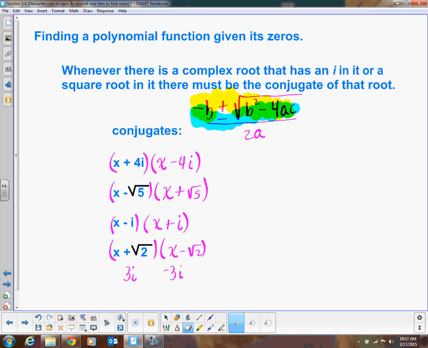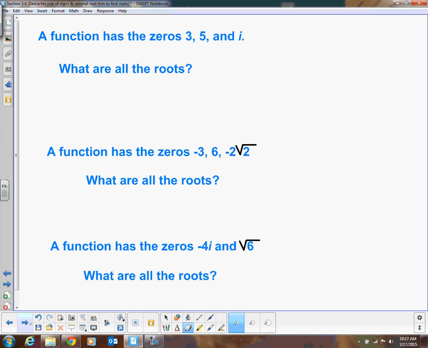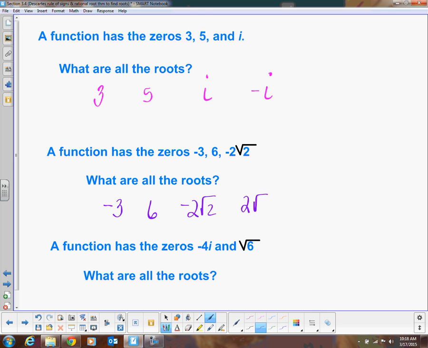Got that? Okay. So now, a function has zeros 3, 5, and i. But what are all the roots? 3, 5, i, and what? Negative i. A function has the zeros negative 3, 6, negative square root of 2, but what are all the roots? Negative 3, 6, negative 2 square root of 2, and what? 2 square root of 2.